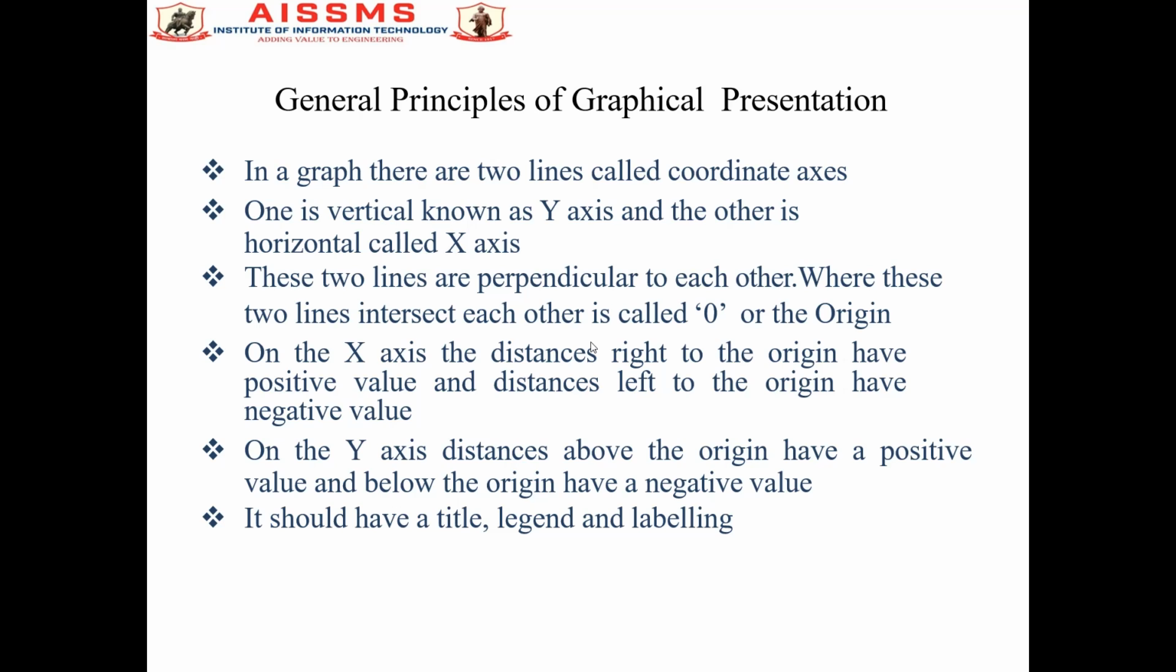What are the general principles of graphical presentation that we will see? In a graph there are 2 lines called coordinate axis. One is vertical called y-axis and the other is horizontal called x-axis, and these x and y-axis are perpendicular to each other. Where these 2 lines intersect each other is called the origin. On x-axis the distances right to the origin have positive values and distances left to the origin have negative values. On y-axis, distances above the origin have a positive value and below the origin have a negative value. It should have a title, legend and labeling.